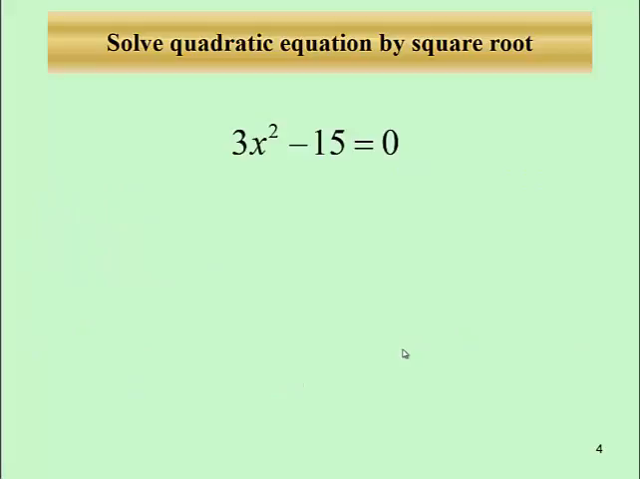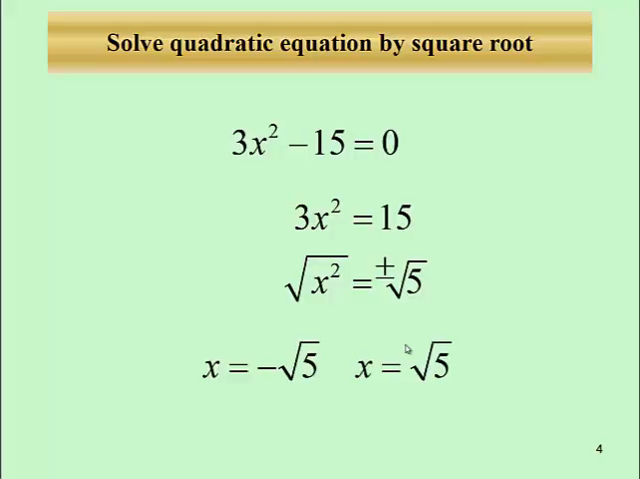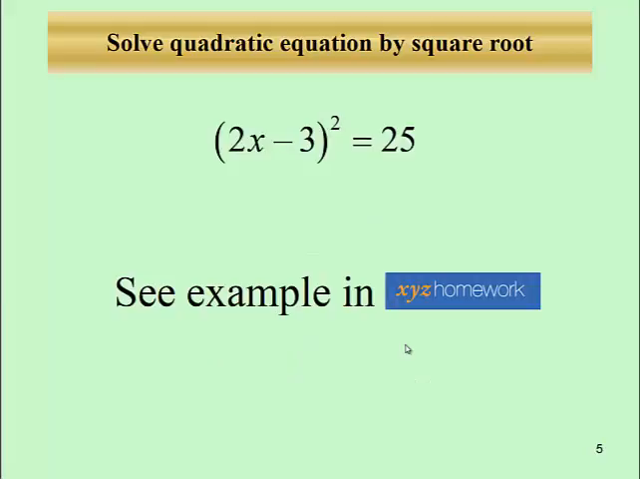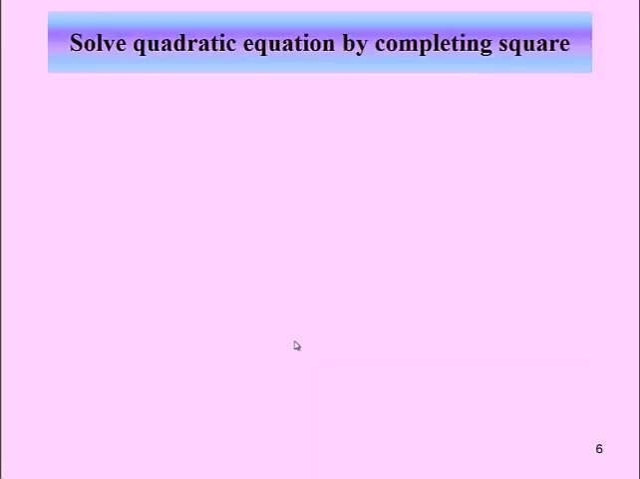If we do that on this one, we move the 15 to the other side, add 15 to both sides, divide by 3, do the square root of both sides. Remember to put the plus and minus on. The two answers would be square root of 5 and negative square root of 5. Now this is one in the homework problems, and I'll let you go look it up. We won't spend time right now to work that.